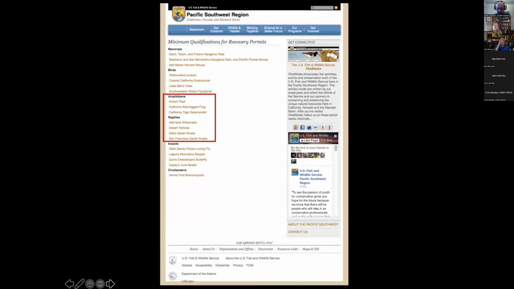There is also this thing about minimum qualifications. So minimum qualifications are different depending on what region you're in. So you want to make sure you know what region you're in terms of what qualifications you're going to need. And then the qualifications change enough to make a difference. So the qualifications for red-legged frog used to be 20 animals handled. Some of them had to be larvae, some had to be adults, and some had to be metamorph or a juvenile life stage, and 30 hours in the field with permitted people.